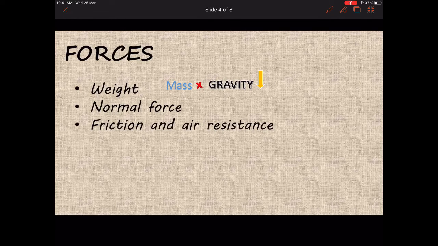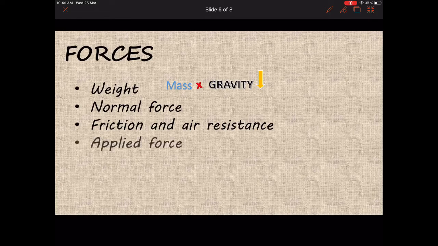Now we're going to talk about friction and air resistance. Friction is a force that goes in the opposite direction of the movement. So the effect of the friction is to slow down the object or to stop the movement of the object. You can see friction in action when you rub two objects together. Air resistance is just a type of friction, but in this case, the air is the one in charge of reducing the movement of the object.